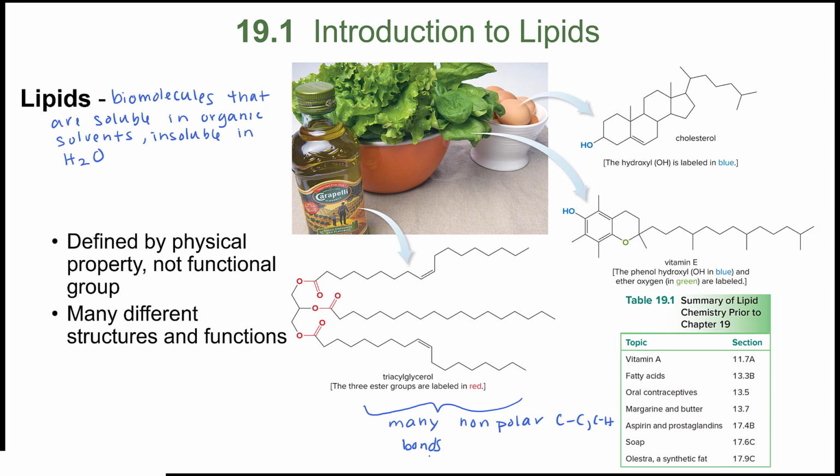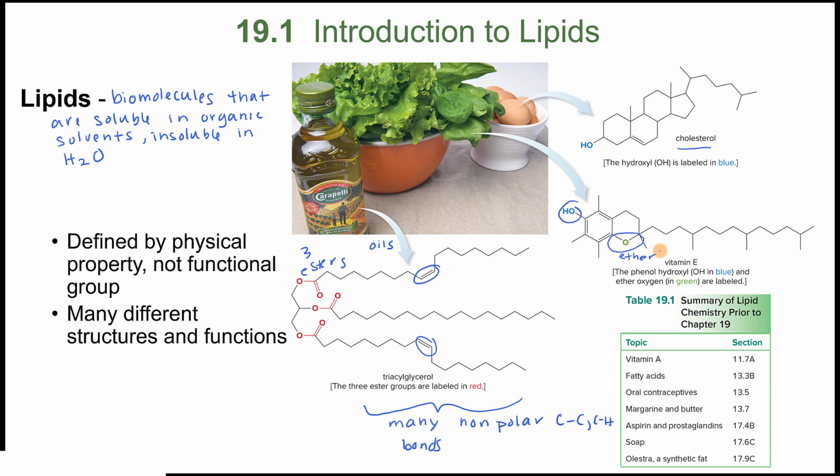Lipids that you may see here include the triacylglycerol from oils, and those have ester functional groups. So there's 3 esters present, and those come from these long fatty acid chains, these carbon-carbon chains, and we even see a couple of alkenes here. Another lipid we might encounter is cholesterol. The hydroxyl OH is in blue, so that's our functional group there, but again, there's a lot of carbon-carbon and carbon-hydrogen nonpolar bonds. And then we have vitamin E that can come from spinach leaves, and we have another hydroxyl group here and also an ether.